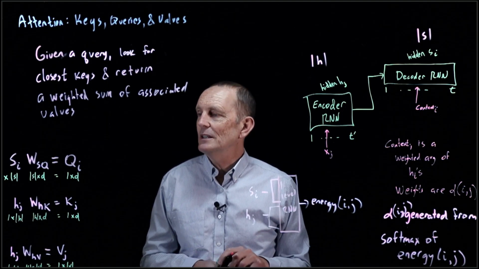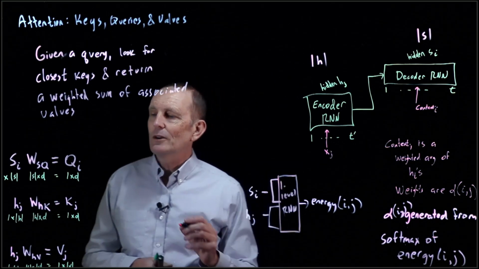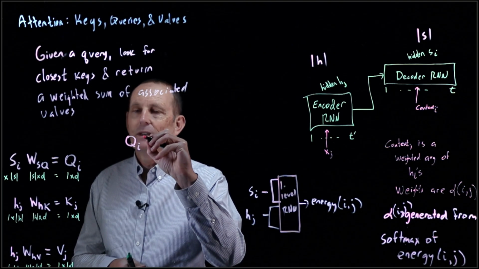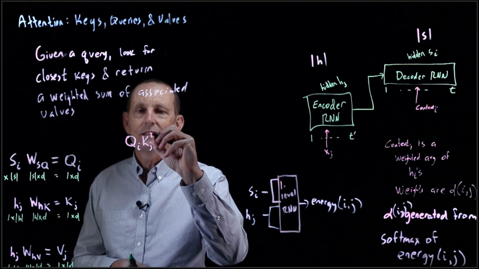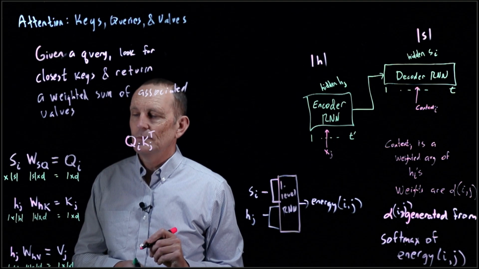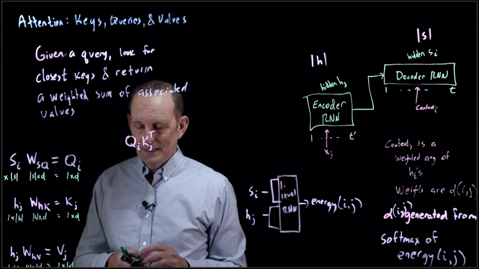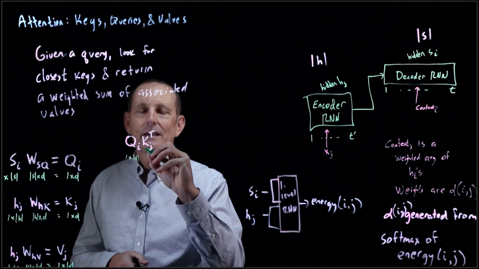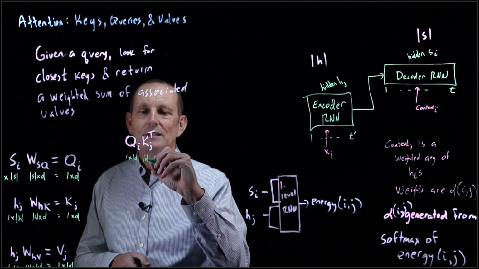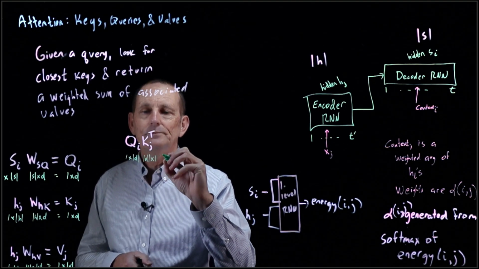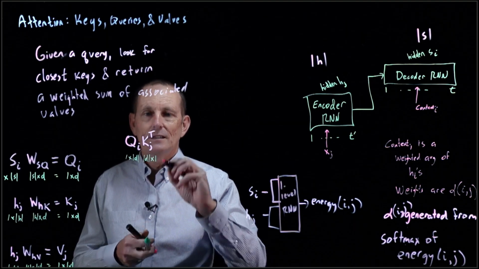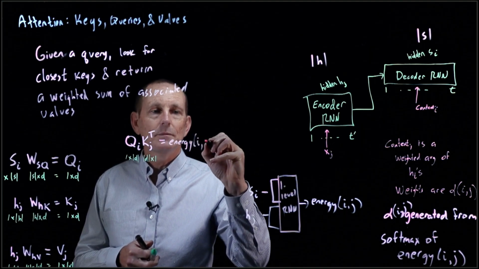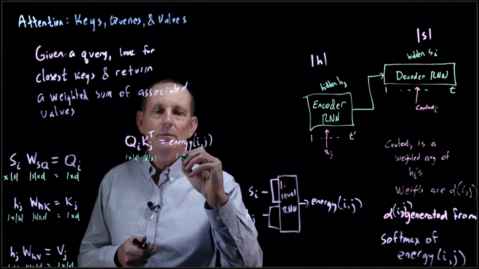And the way we're going to compute the energy is like this. We are going to basically take Q sub I and K sub J transpose. So this is going to be a 1 by D, and K sub J transpose is going to be a D by 1. And so this gives us the energy for I comma J. And this again is a 1 by 1.